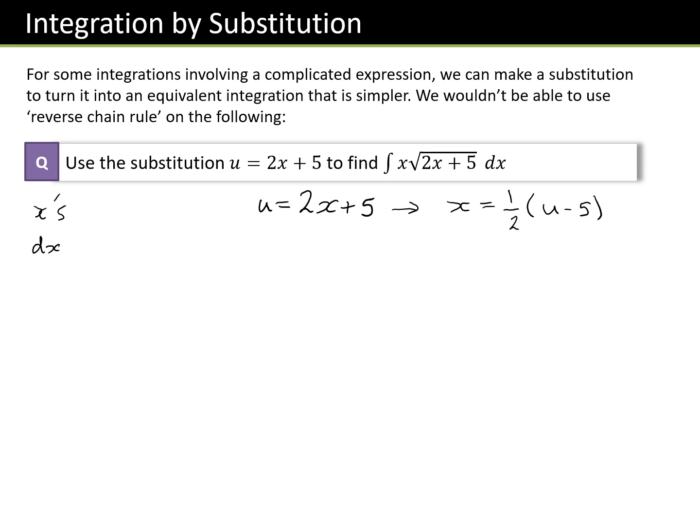Also notice the thing inside of the square root is just u, so our integral would just be x, so half u minus 5 square root of u. Okay, the thing inside of the square root is just u, isn't it? So we want to multiply that by the square root of u. Now we don't need to do it all together. I'm going to put the dx on the end for now.